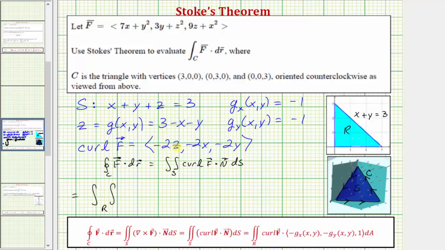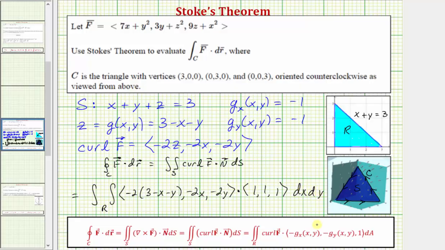So notice how the x component is negative 2z. So we need to substitute 3 minus x minus y for z for the x component. So we'd have the vector negative 2 times the quantity 3 minus x minus y, and the y and z components stay the same. And we're going to dot this with the vector: the opposite of the partial of g with respect to x, which would be positive 1, the opposite of the partial of g with respect to y, which is also positive 1, and then a z component of 1, and then for differential A, let's use dx dy.